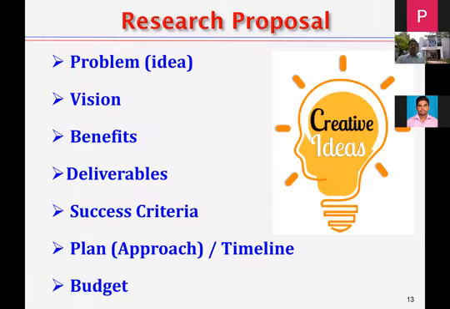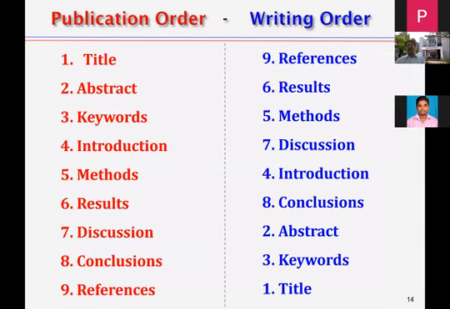Anyway, if you see any research proposal or funding, it starts with an idea, and when you write any proposal, you have to clearly mention the vision, benefits, deliverables, your success criteria, the timeline, and the budget. So just having ideas is not enough. That idea should be executable, convincing, doable, and achievable within a certain time and within limited funds. That's where all these important things matter a lot.